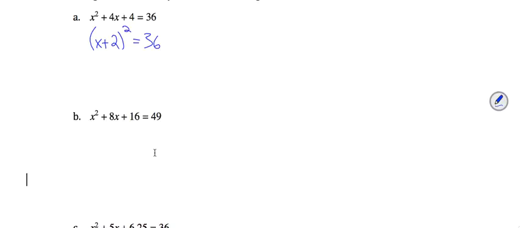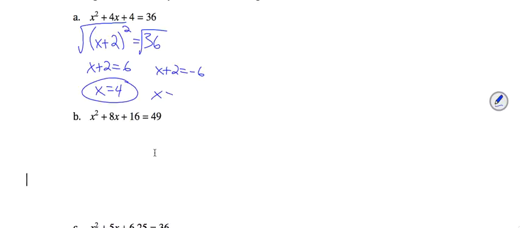Now, we're going to do exactly what we were doing before. We're going to take the square root of both sides, and then we're going to write x plus 2 equals 6, and x plus 2 equals negative 6. Again, the reminder for why we're using the positive and the negative here is that when you square 6, you get 36. When you square negative 6, you also get 36. So we want to make sure that we account for both of those possibilities. Now you just solve both equations. You get x equals 4. You get x equals negative 8.